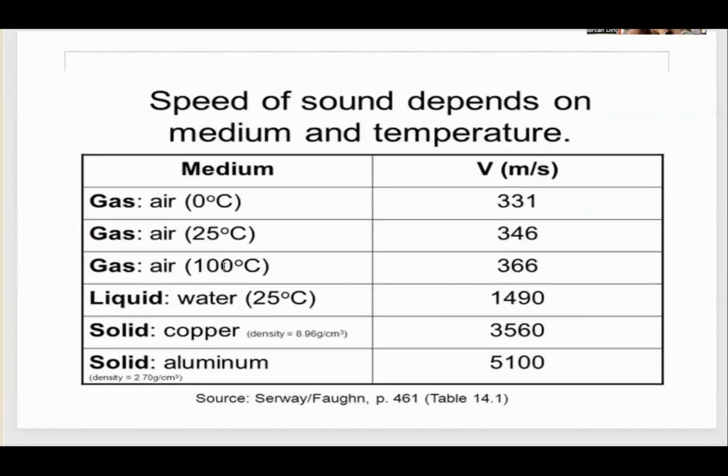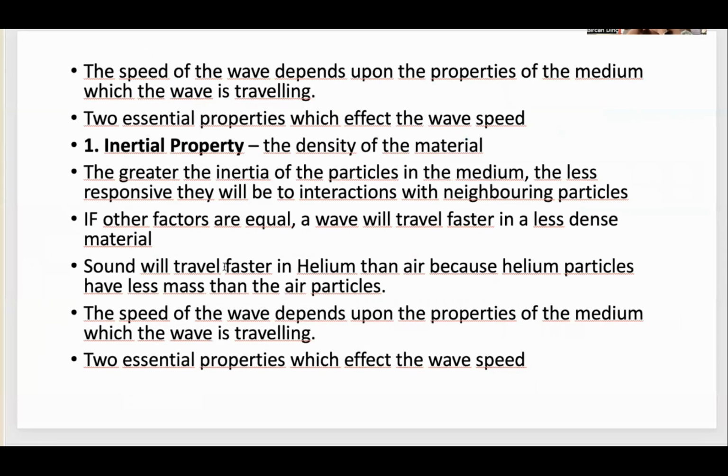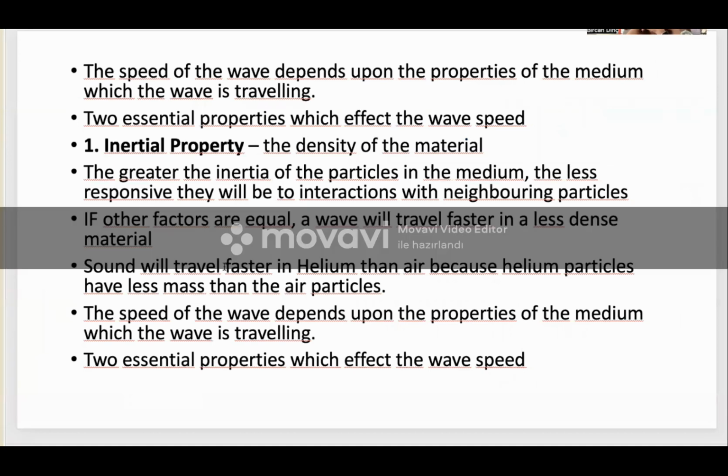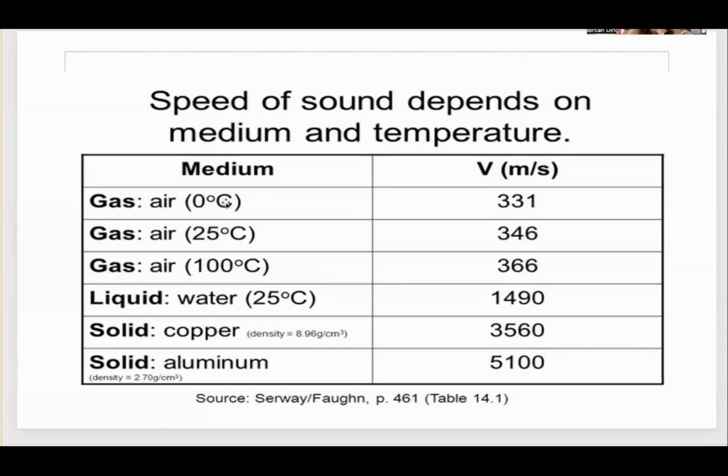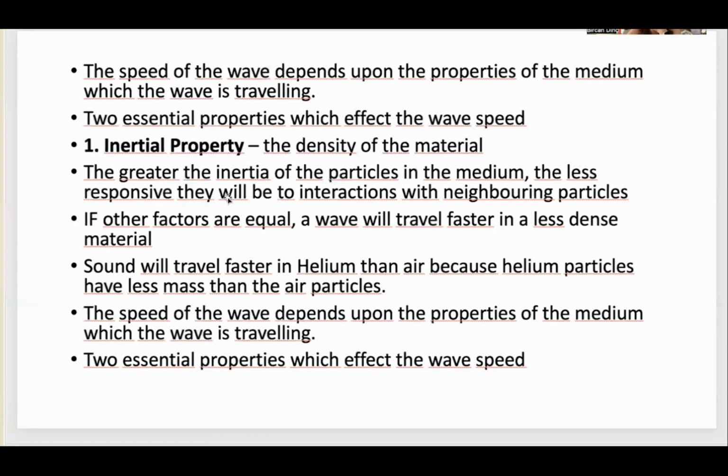So the speed of sound, as you know, depends on the medium temperature, and of course our room temperature can be different than the normal 0 Celsius degree value, as you know. So 331 is for air at 0 Celsius degree. So this can be the reason for the difference.